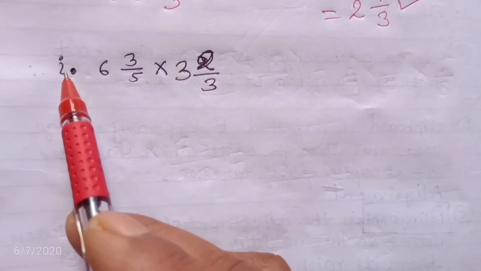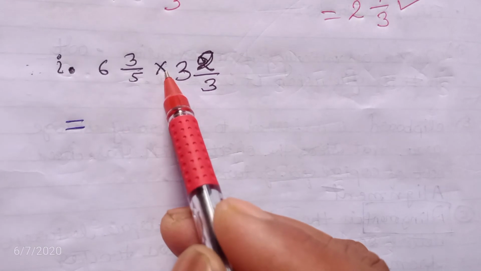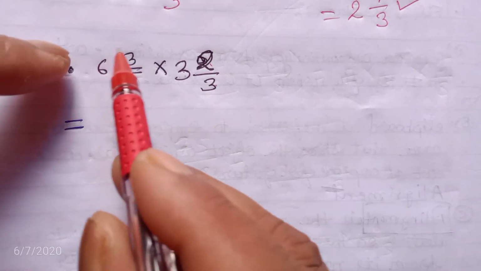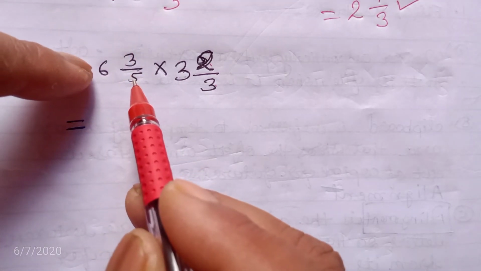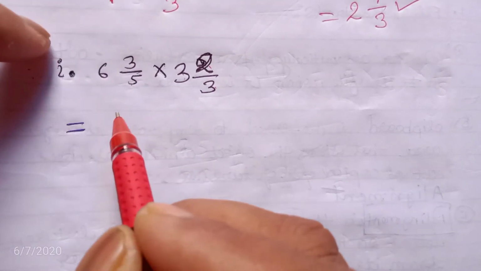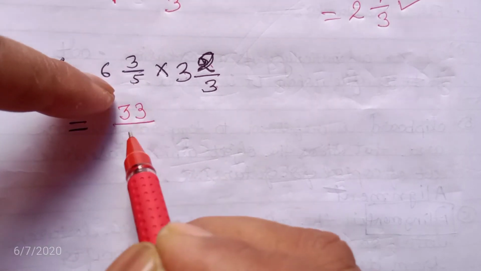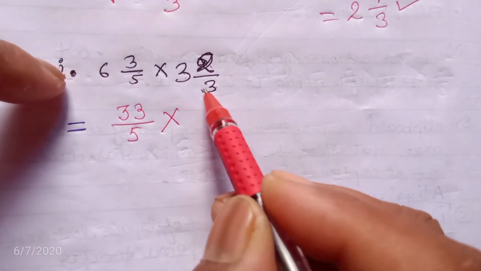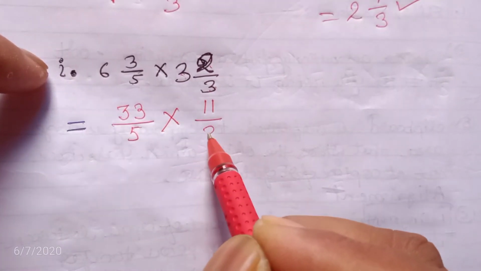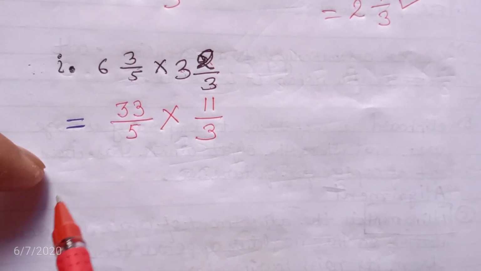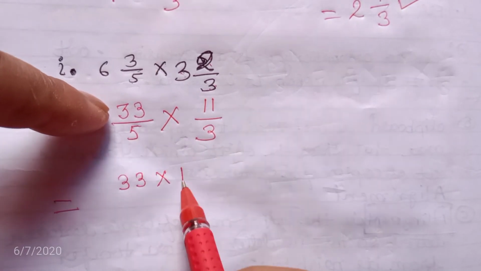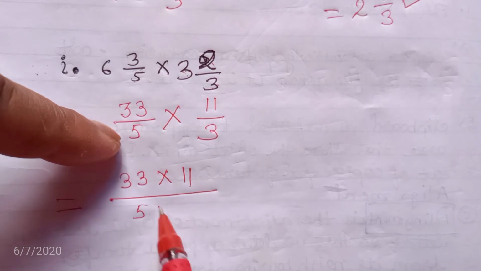Now the next question, question number I: 6 whole 3 by 5 into 3 whole 2 by 3. So first convert them into improper fractions. You can do it directly. 6 fives are 30, 30 plus 3 is 33. You can write 33 divided by 5. Multiply 3 threes are 9, 9 plus 2 is 11 by 3. Now multiply numerator by numerator: 33 into 11 divided by 5 into 3.